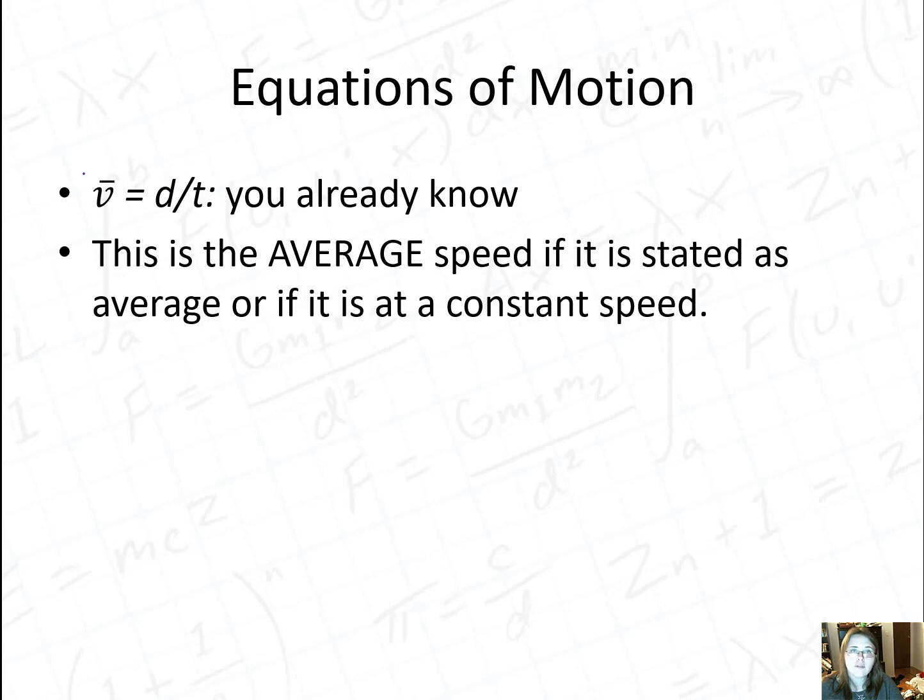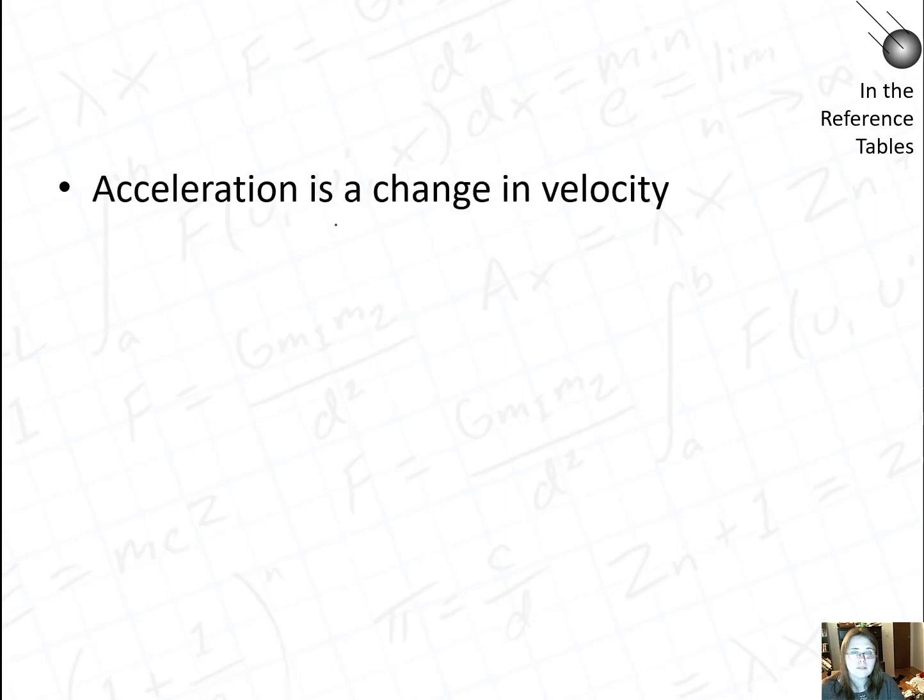by time. And if you recall, this equation comes from the graph of distance versus time, and the slope of that line is just the average velocity. However, it is only average speed or velocity, and it only works if it's stated as average or if it's at a constant speed. Sometimes, though, we need to incorporate acceleration.